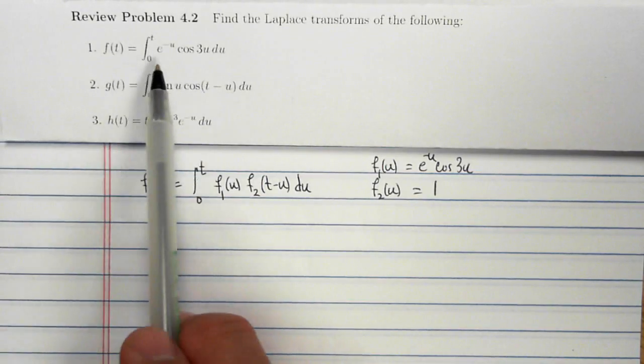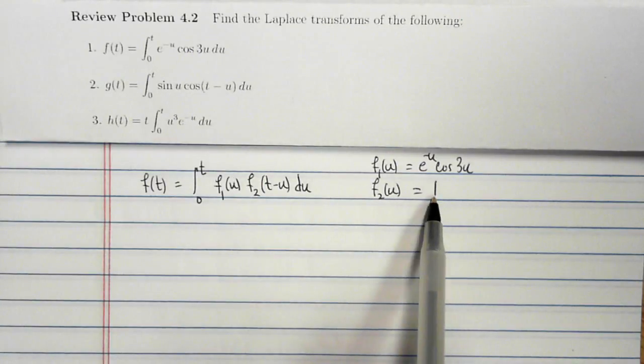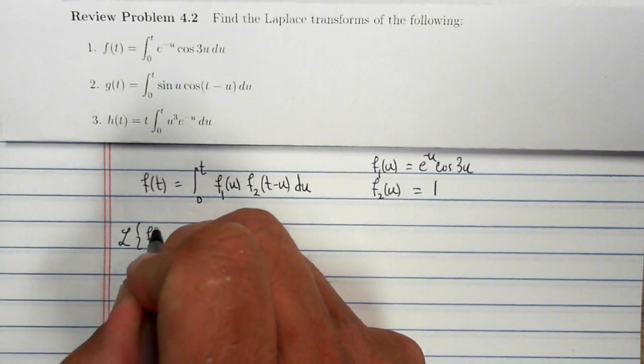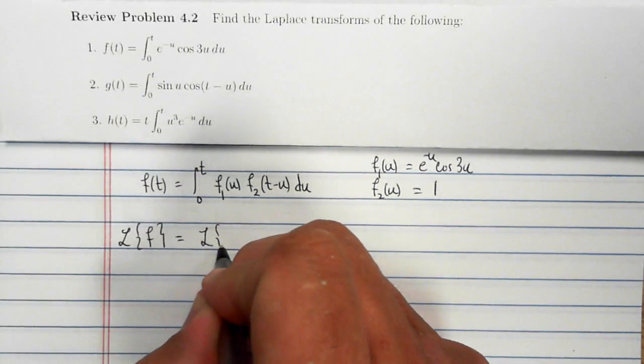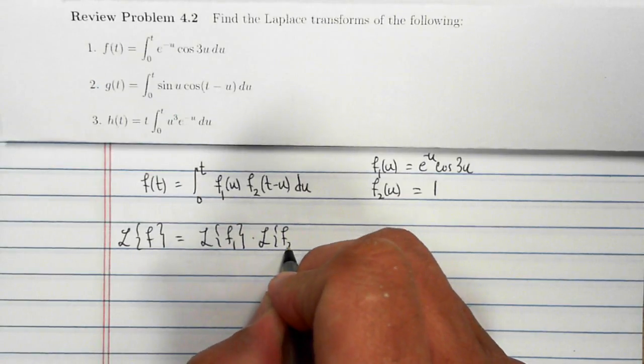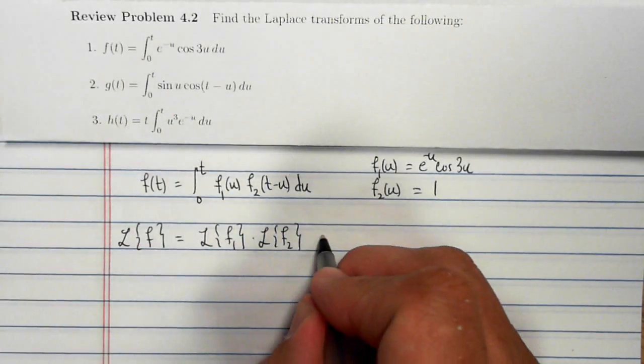So this integral that we see here can be thought of as the convolution of this function and the function 1. Therefore, the Laplace transform of f is equal to the Laplace transform of f1 times the Laplace transform of f2, because f is the convolution of f1 and f2.